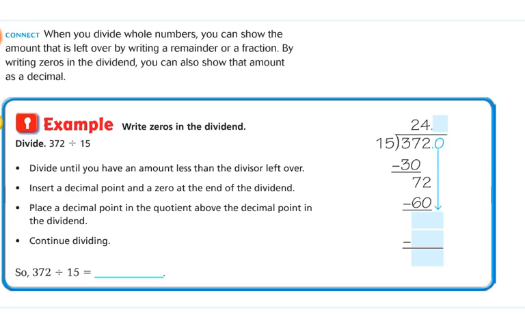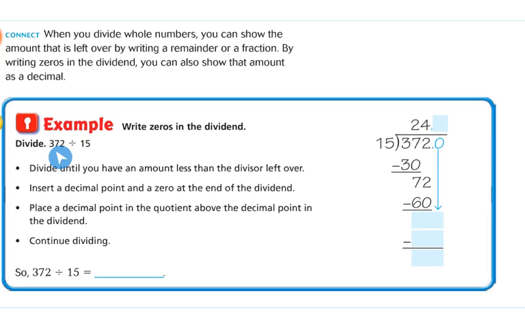Next, it says connect. When you divide whole numbers, you can show the amount that is left over by writing the remainder as a fraction. By writing zeros in the dividend, you can also show the amount as a decimal. So what we're going to do, boys and girls, is we're going to start with the example. It says write zeros in the dividend.